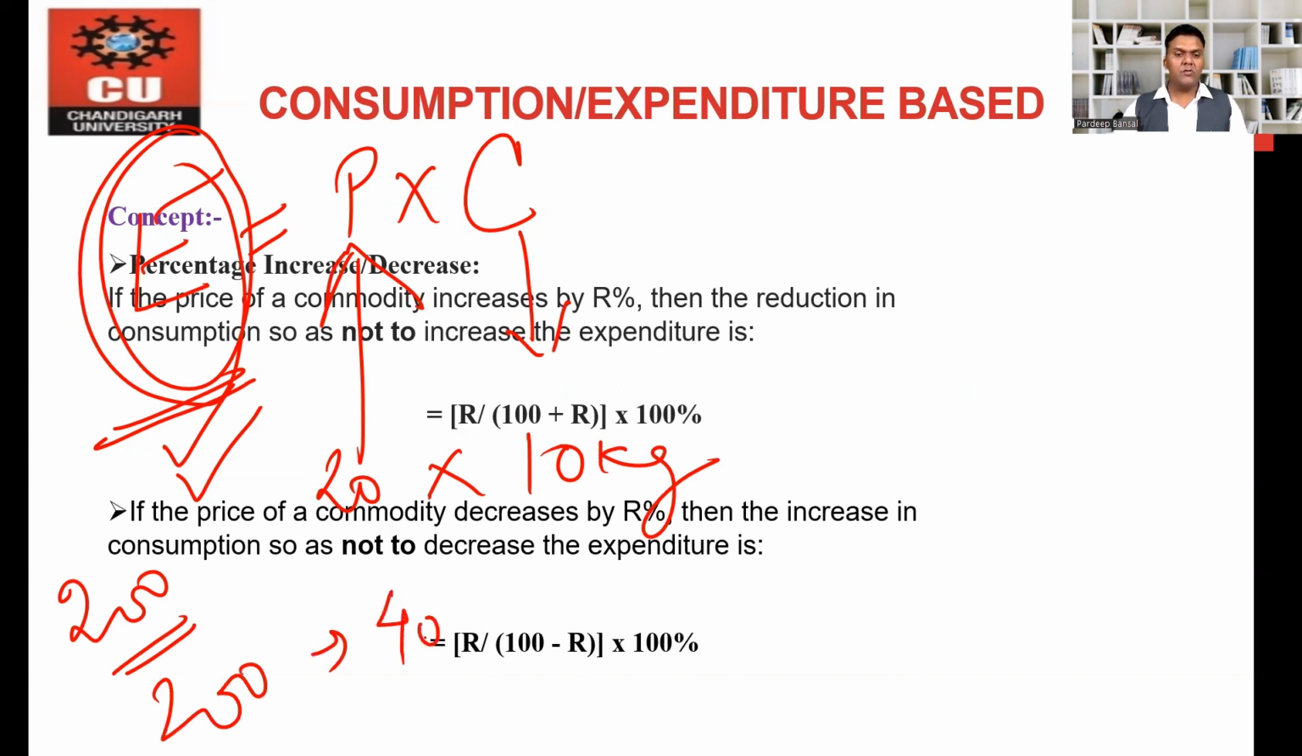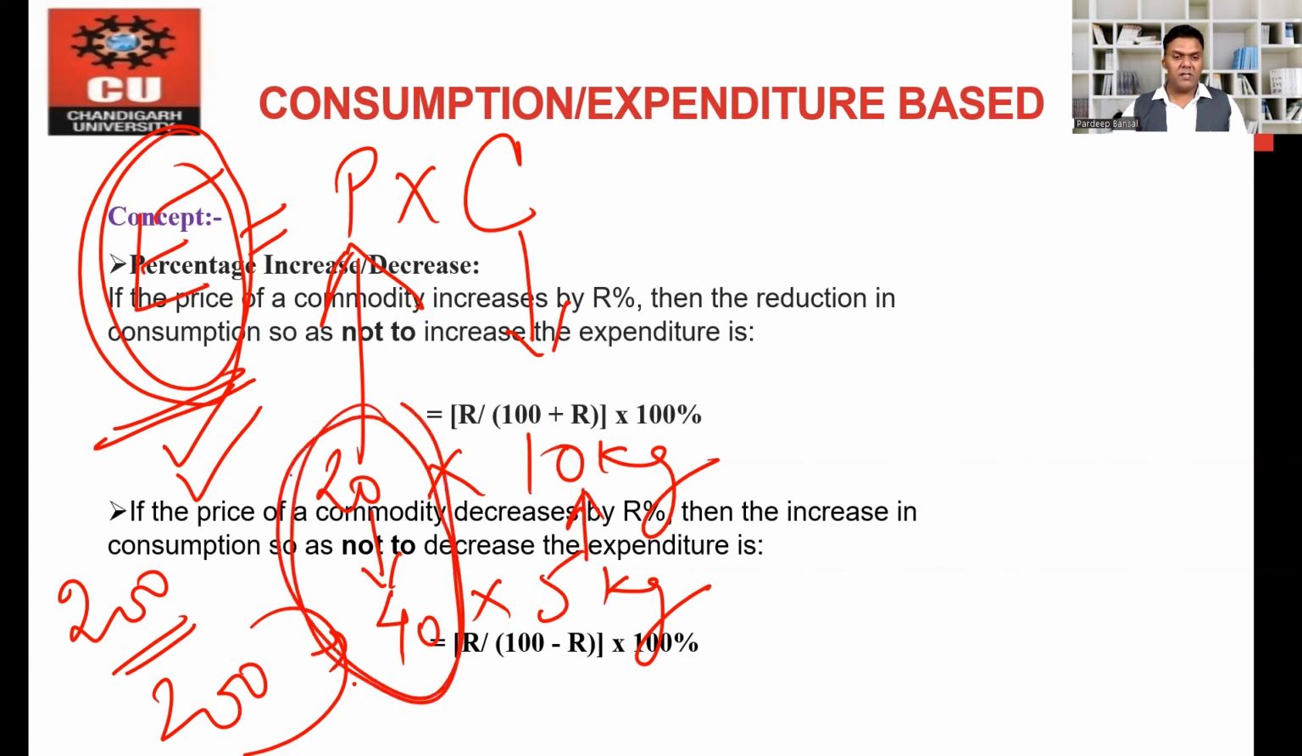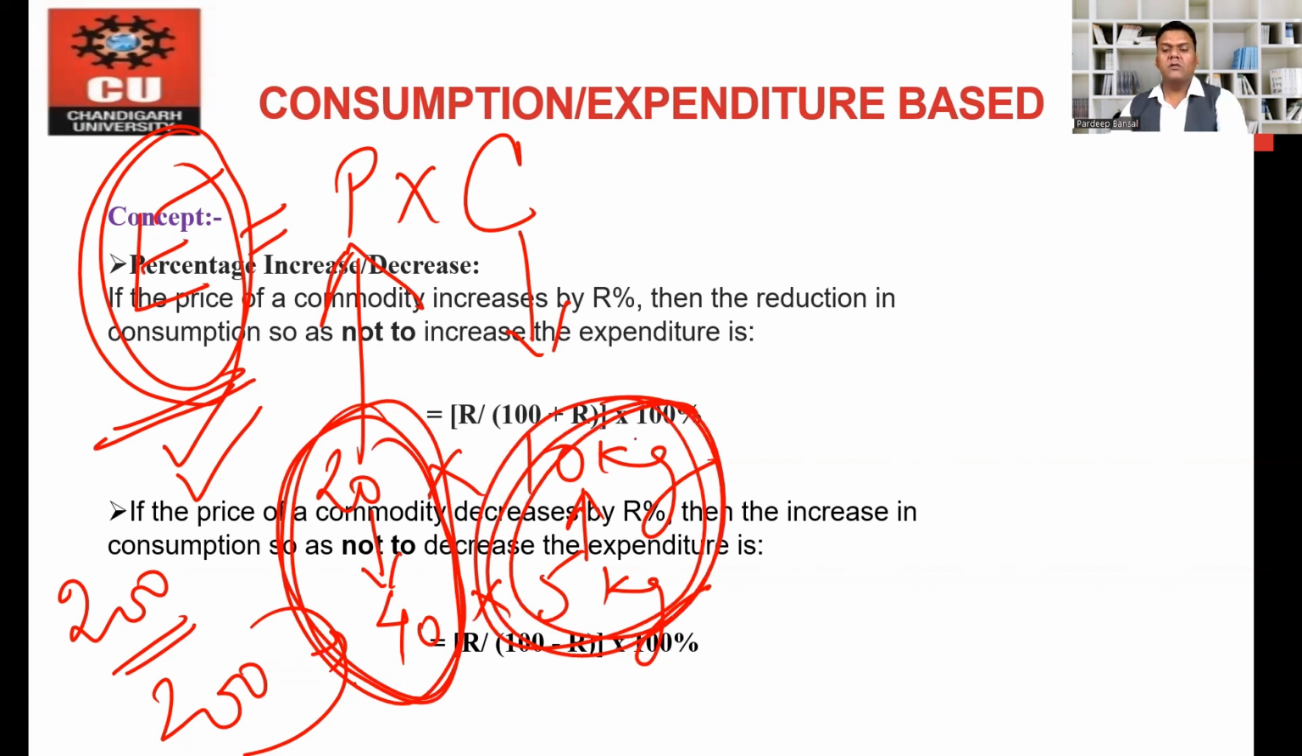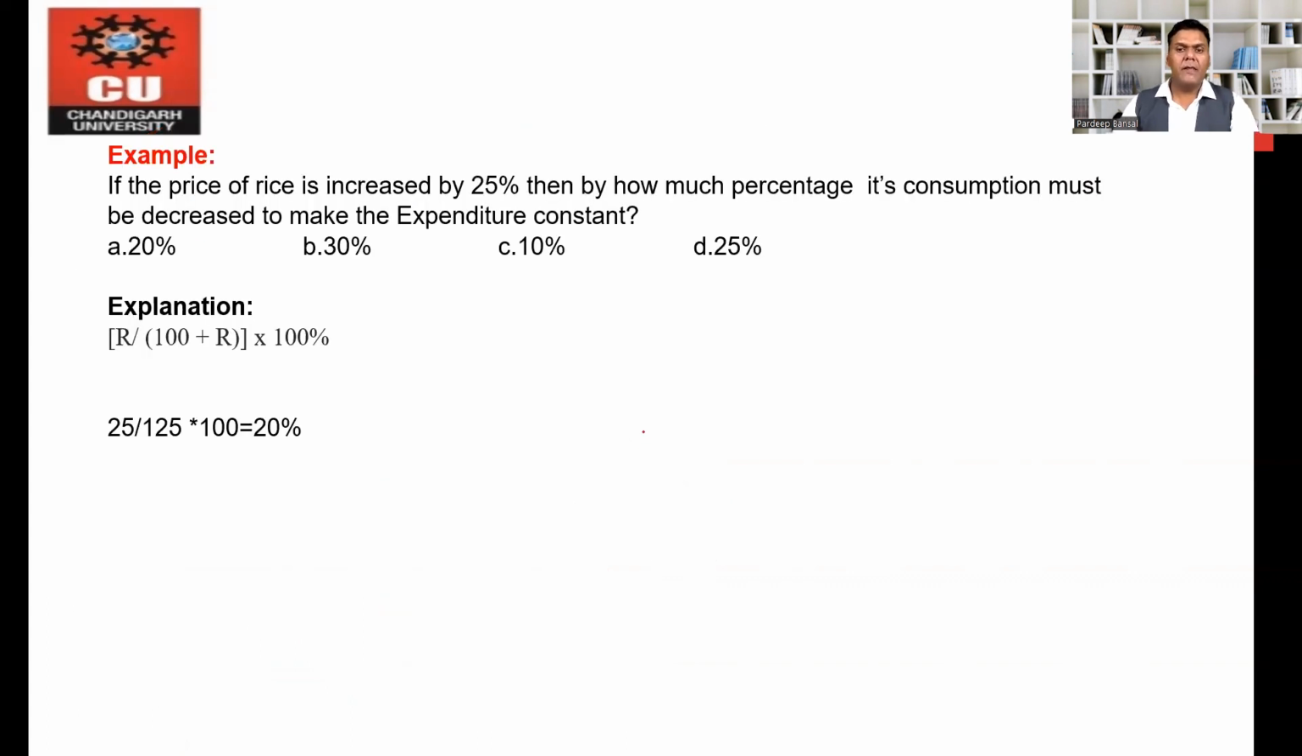Let's say the price increases to 40 rupees, but I only have 200 in my pocket. So that means I'll be able to consume only 5 kgs now because the product is constant. So one has increased, the other has to decrease, right? So this price increase means my consumption has to decrease. So let's take an example.